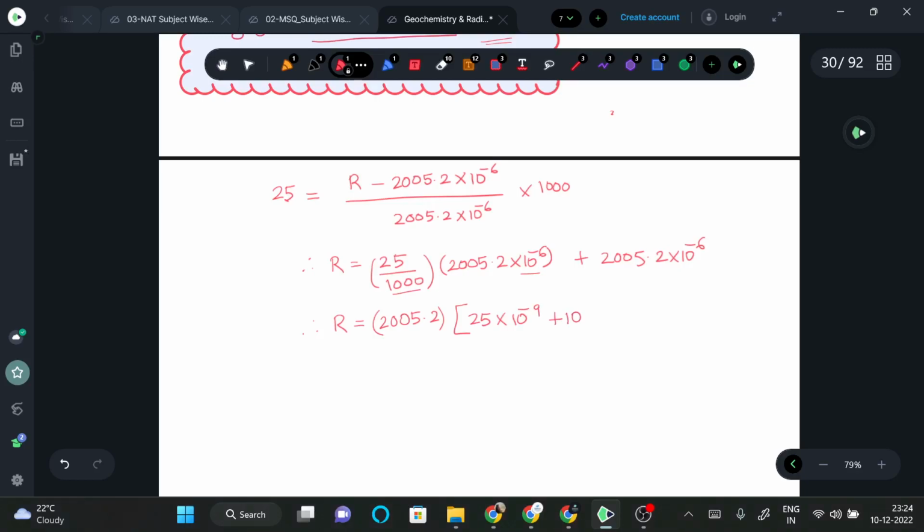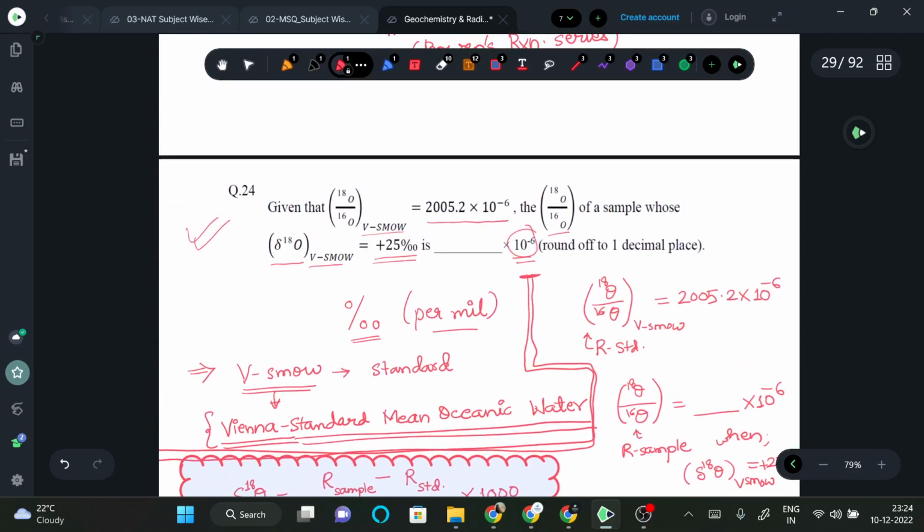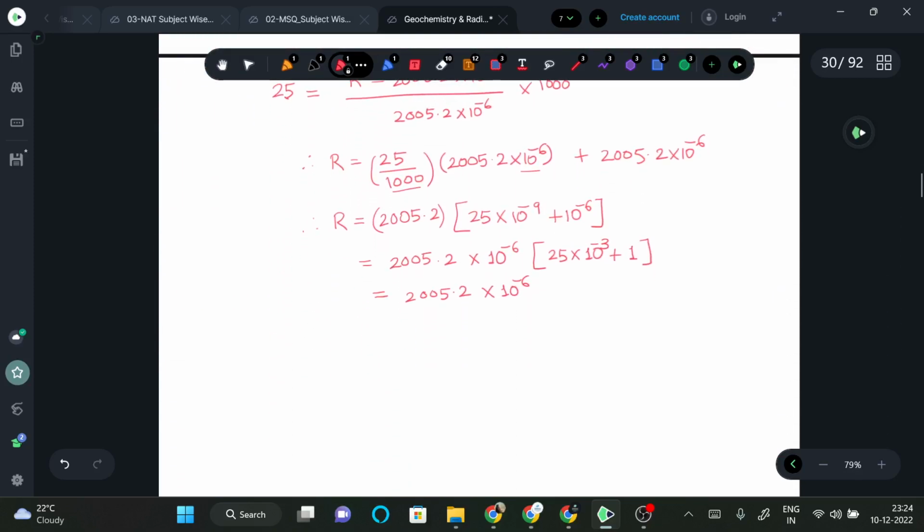Plus, we will also take 10 to the power minus 6 outside. Either minus 3 would be there. Since it is already asking in 10 to the power minus 6, we will keep this aside. The rest of the values we need to answer. It is already given in 10 to the power minus 6.